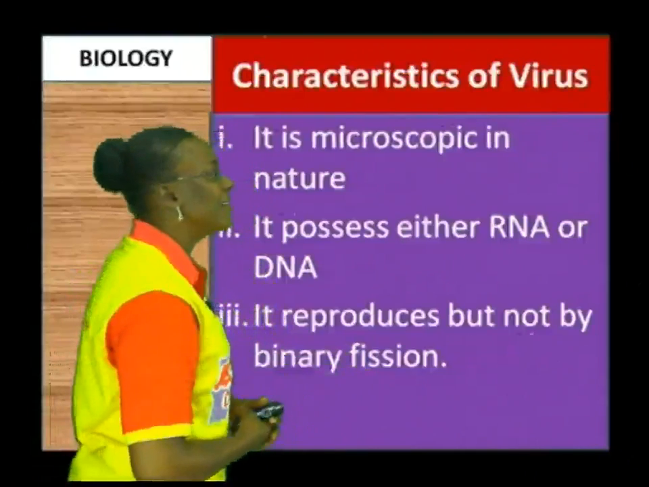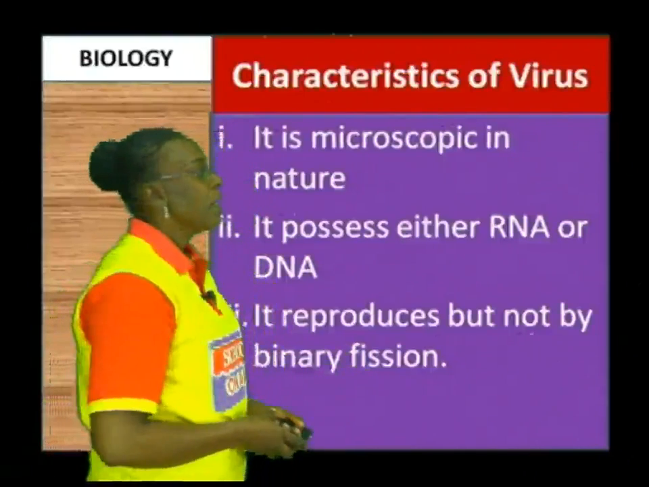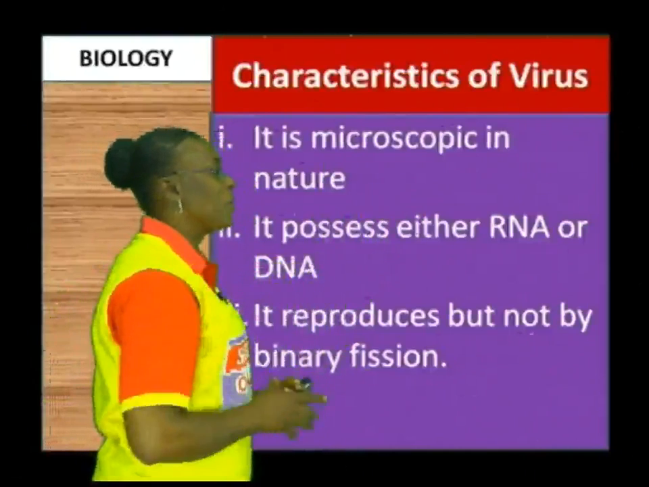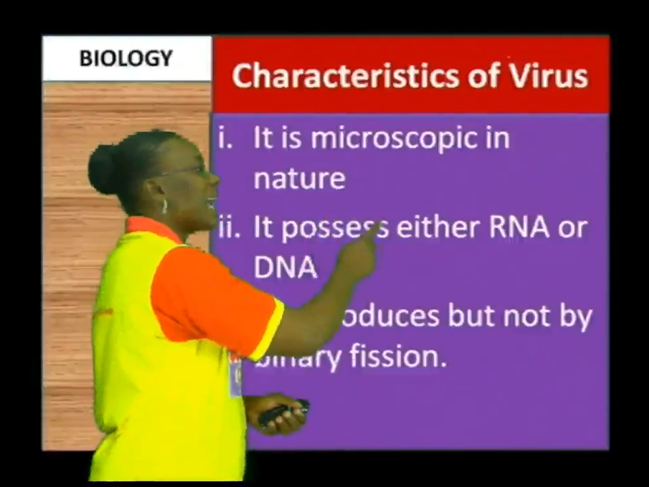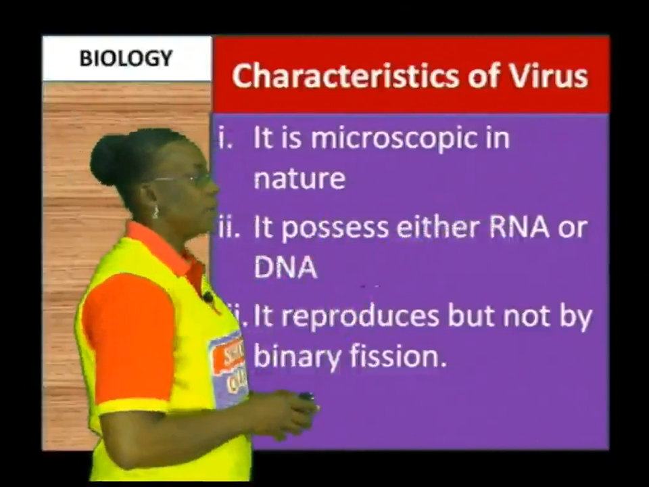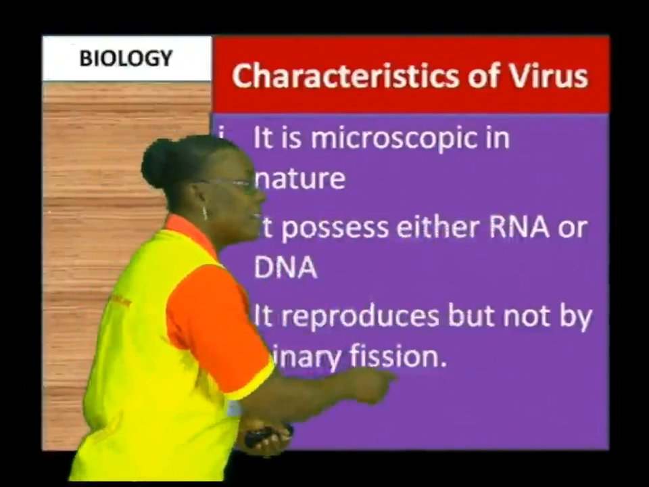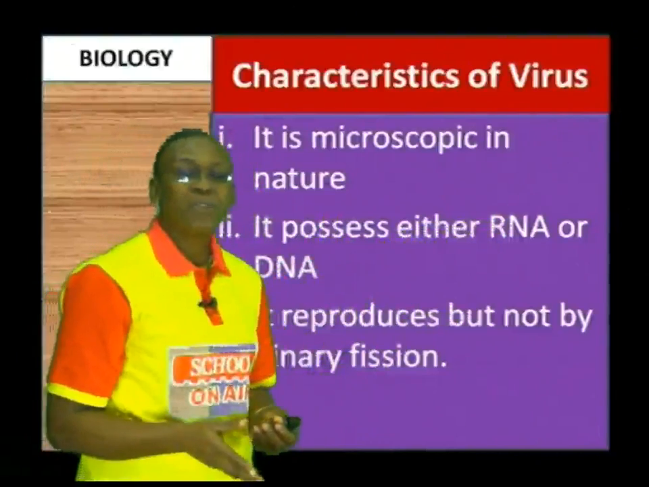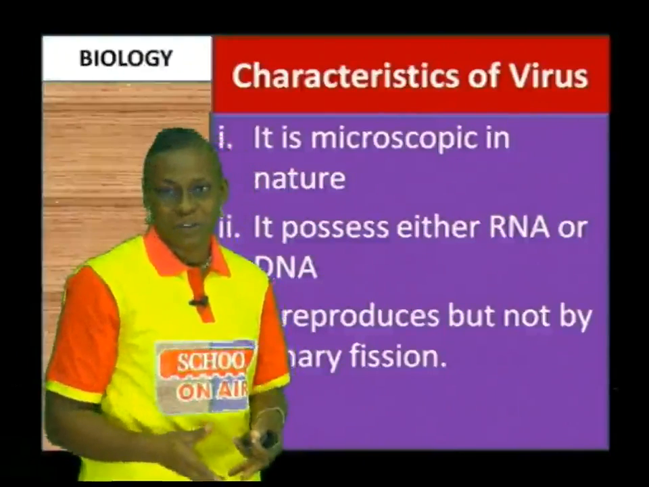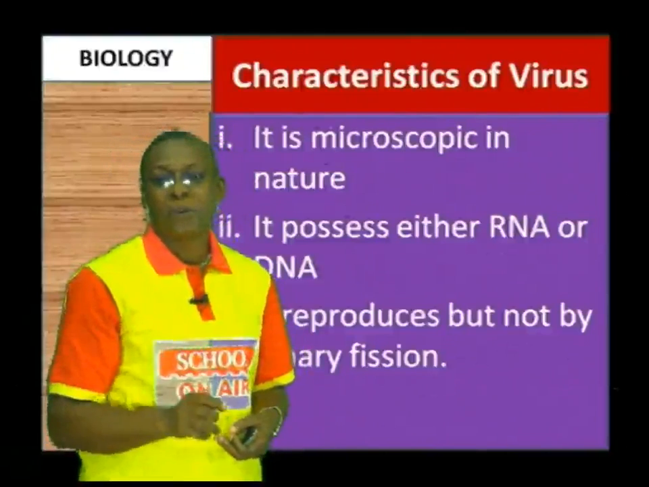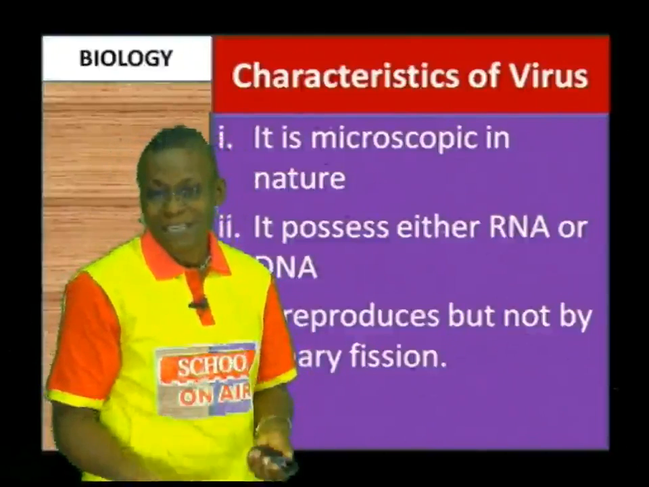Now, what are the characteristics of a virus? It is microscopic in nature, like we said. Then it possesses either RNA or DNA. Those are the characteristics. Then it reproduces not by binary fission. You notice that most unicellular organisms reproduce by binary fission, but not a virus. A virus has another form of reproduction, we call it replication. It only replicates.